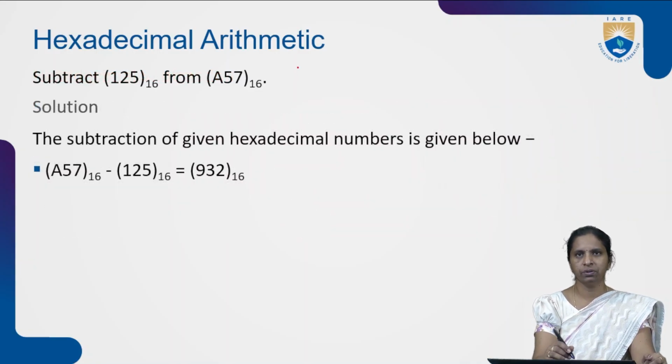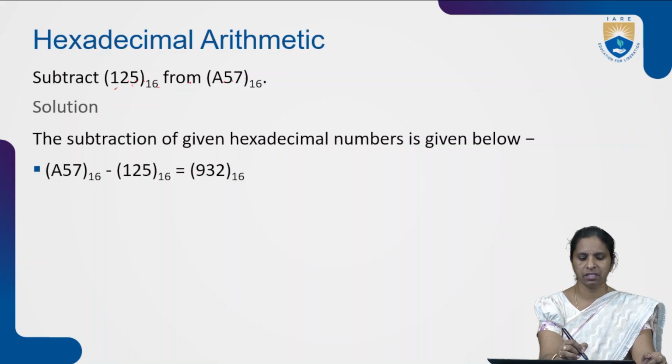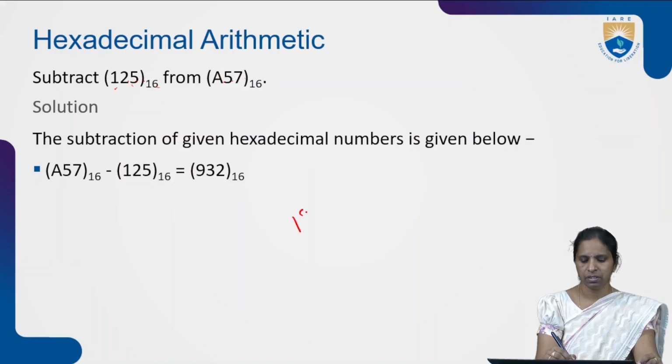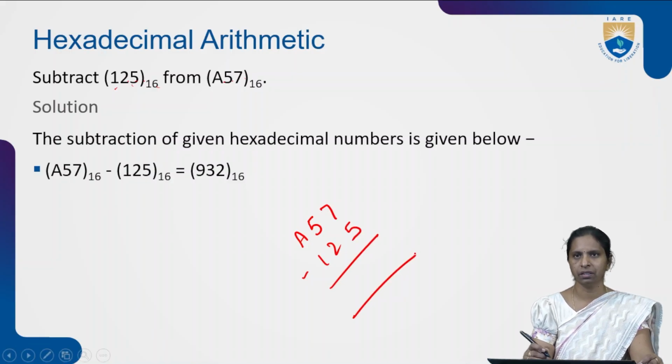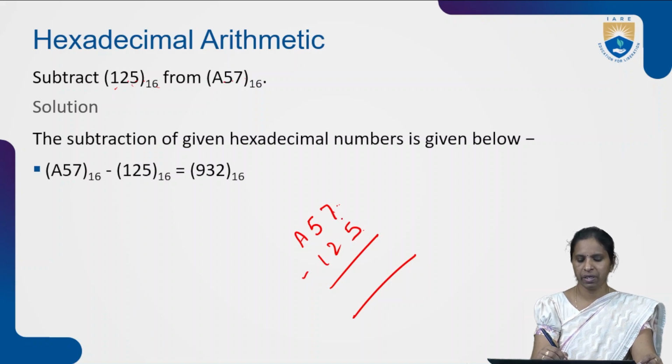Now, for example, if you get the question like, subtract the number 15 from A57, and these two numbers are presented in the hexadecimal number system. Therefore, what you have to do? Subtract which number from A57? You have to subtract 15. Now you have to perform the subtraction. Here, there is no need for borrow because 7 minus 5 is equal to 2, because the minuend digit is greater than the subtrahend digit. Therefore, it's not required to borrow. And 5 minus 1 is equal to 4.